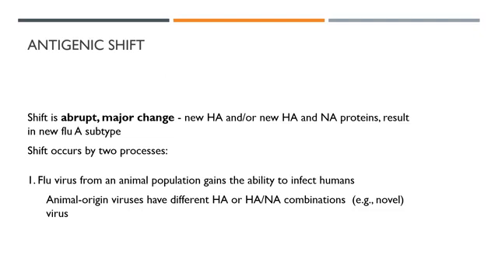So there are two ways that a shift can occur. The first is when a flu virus comes from an animal and somehow gets the ability, by evolution or mutation, to infect humans. These animal origin viruses have completely different H or HN combinations, which means they're a novel virus, a brand new virus. We haven't seen it before. So that's the first way: we can have an antigenic shift in a virus coming from an animal.